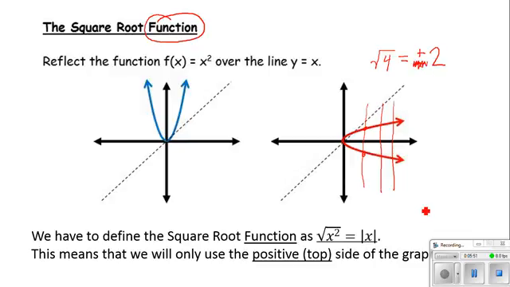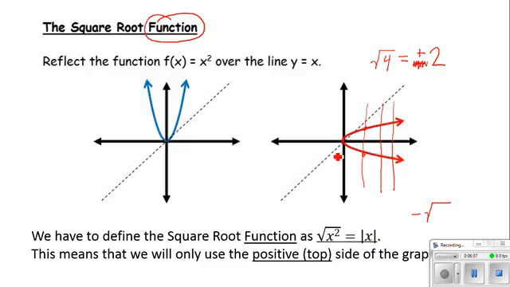So when we're dealing with the square root functions, if I take the square root of a number, I'm going to take the positive square root. If I want it to actually be the negative square root, I would have to put a negative in front of it, and that would tell me to take the negative square root. So we're going to define the square root function as just being the positive.